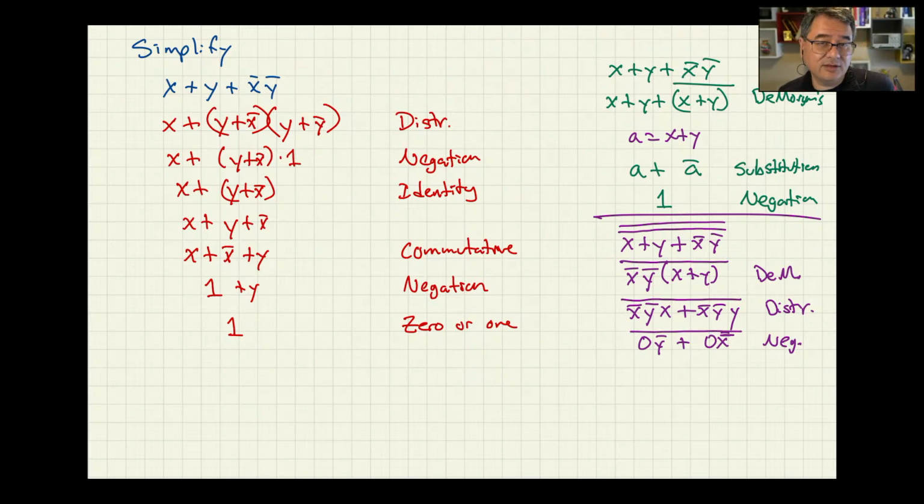And then 0 times anything is just 0. So 0 plus 0, still with a not over that. And then 0 plus 0 is 0. And not 0 is 1. So when I saw that solution, I went, wow, that's pretty creative, but I guess it works.